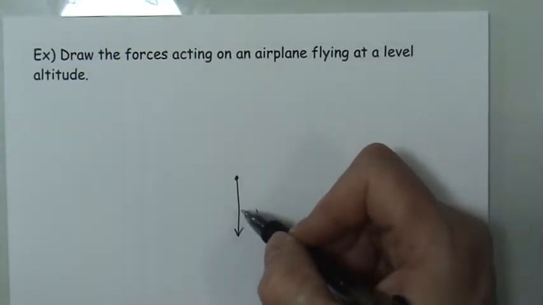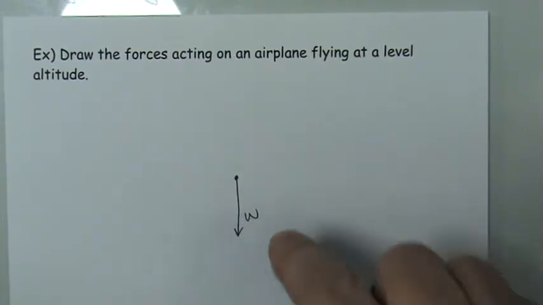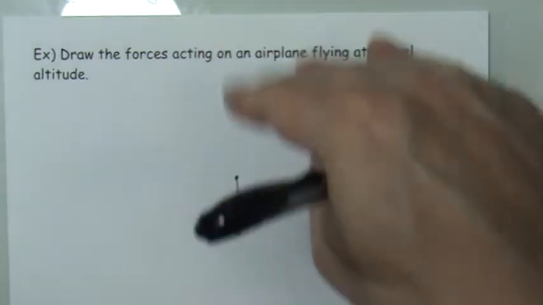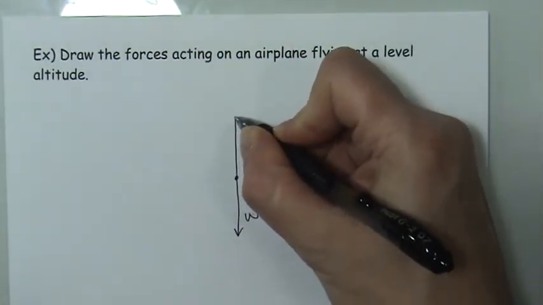But what is important about the arrows is not how this arrow compares to some other drawing, but how the arrow compares to this drawing. So I want the plane to fly at a level altitude. I don't want it to go up, I don't want it to go down. So I'm going to draw it with the upward force equal in length.